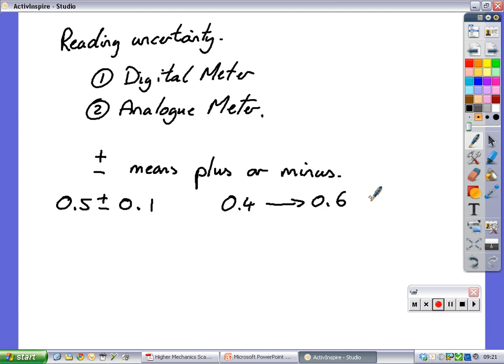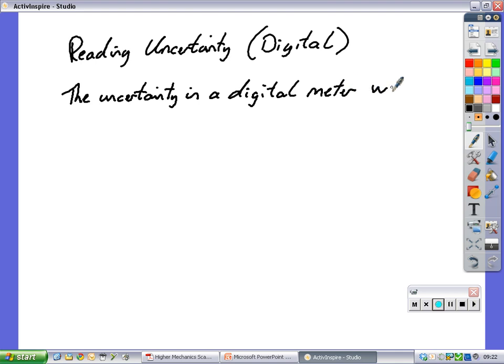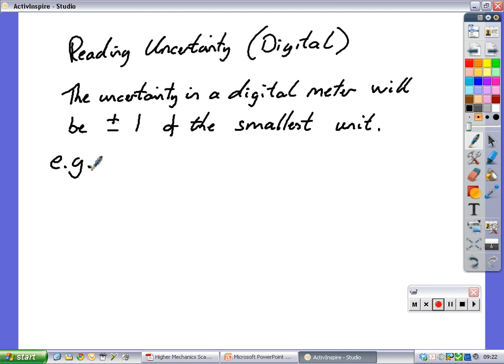Okay? Right, so when we talk about digital and analog meters, I'm going to talk about things in terms of plus or minus. So, in terms of a digital meter, the uncertainty or the reading error for a digital meter is plus or minus 1 of the smallest of the last digit. Plus or minus 1 of the last digit. Okay? So the uncertainty in a digital meter will be plus or minus 1 of the smallest unit.